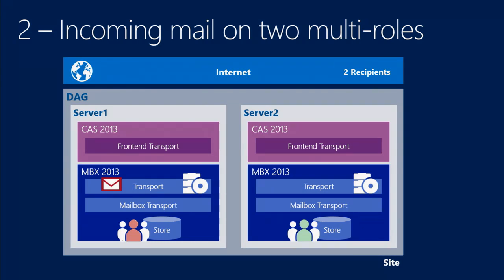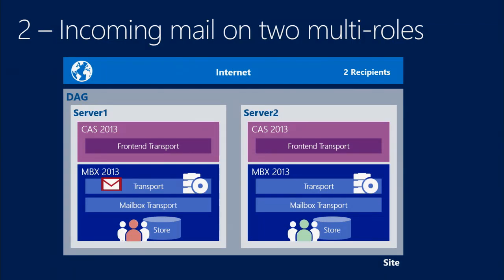Now in this case, for the purposes of the demo, I showed that we handed this message off to server 1. We could equally have chosen server 2 for handing off this particular message. It doesn't matter. We want to get it to a transport service within the delivery group. So it could have been any of the servers within the DAG, within the local Active Directory site that we would have given preference to.